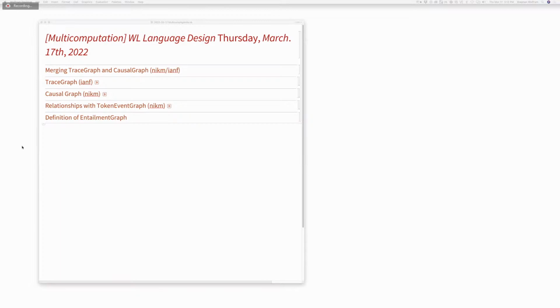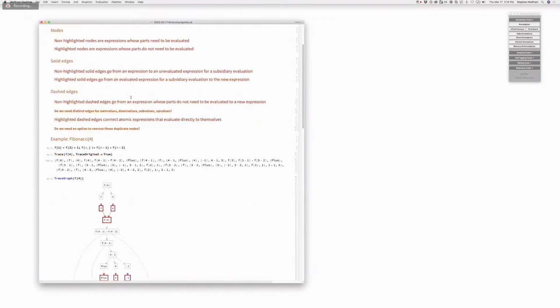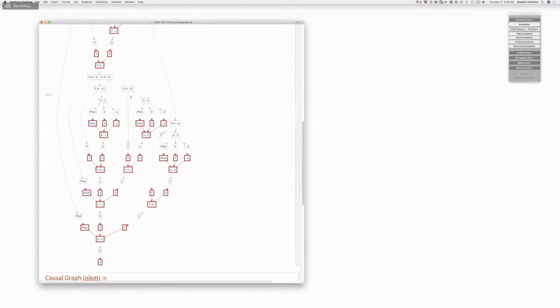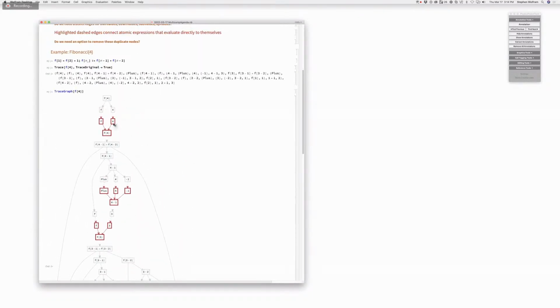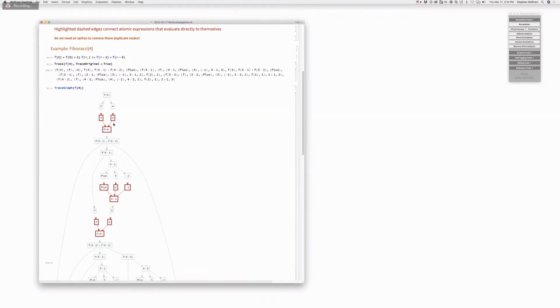All right, hello everyone. We are continuing our design review investigation about multicomputation. And we've been talking about, let's take a look here. We're looking at trace graph and causal graph. Okay, so trace graph. This is an attempt to represent a computational process evaluating, in this case, the fourth Fibonacci number. Is that right? Yep. Okay, so let's see what actually happens here.